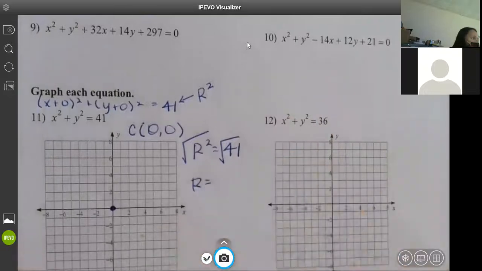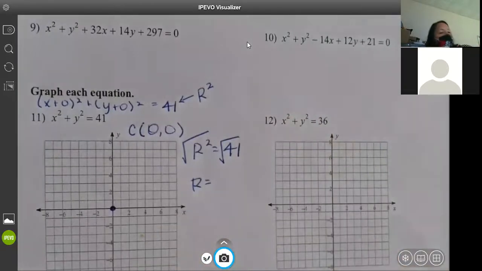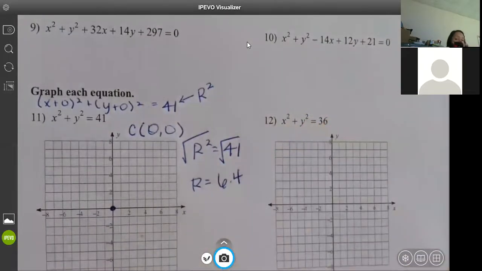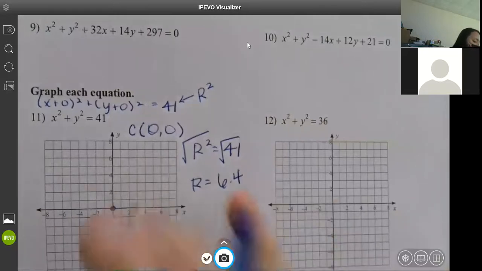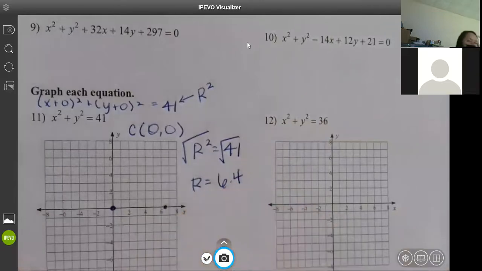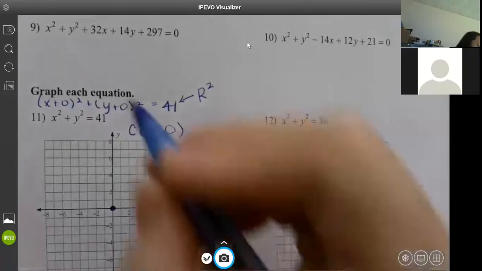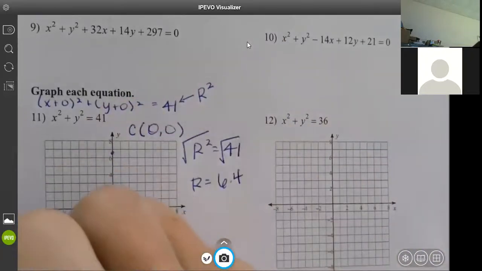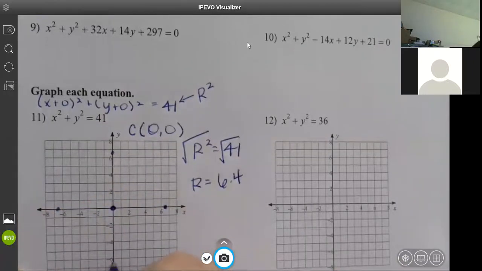This one's really crappy because it's a decimal, but what is the decimal of square root 41? We're just going to go with 6.4. You don't have to do anything more than that. This is going to be kind of an estimation. So from this point, you're going to go 6.4, which is almost 6.5. So I just make a big dot, kind of covers everything, okay? You're going to do that to the right. You're going to do it up. You're going to do it to the left. And you're going to do it down. And then you're going to take those dots and connect them in a circle.